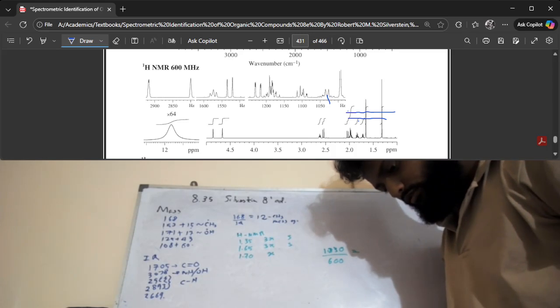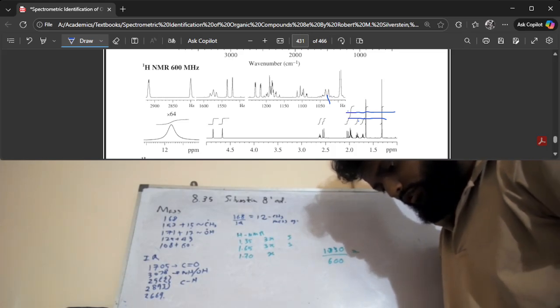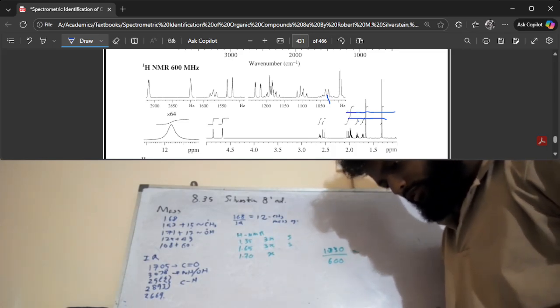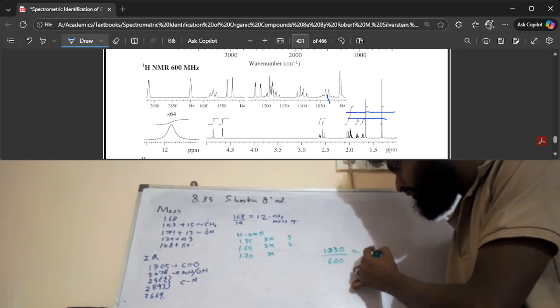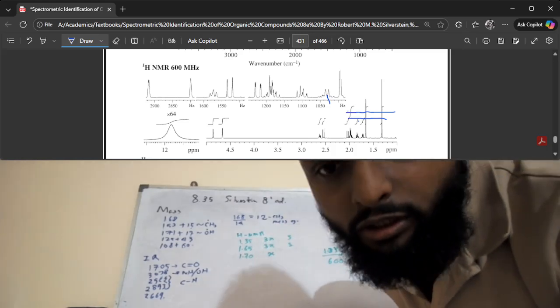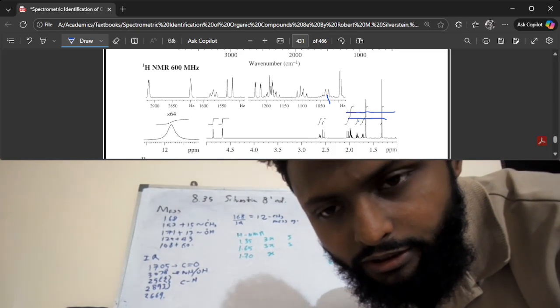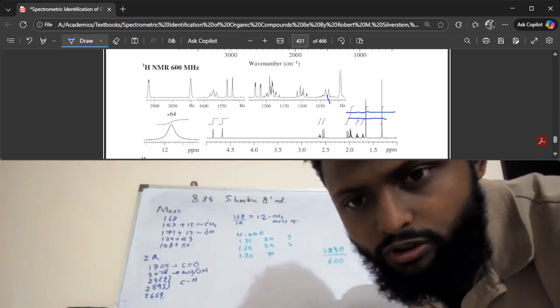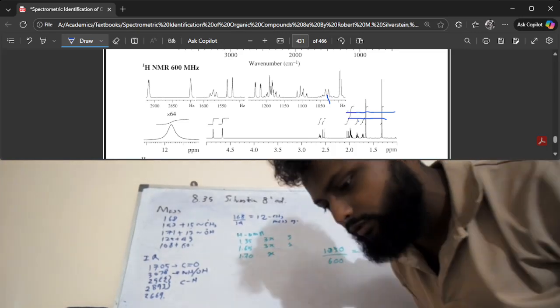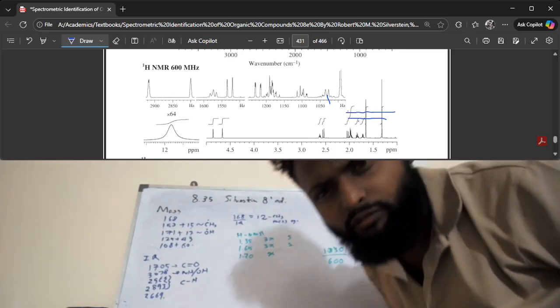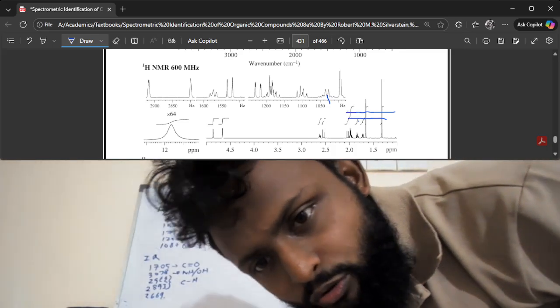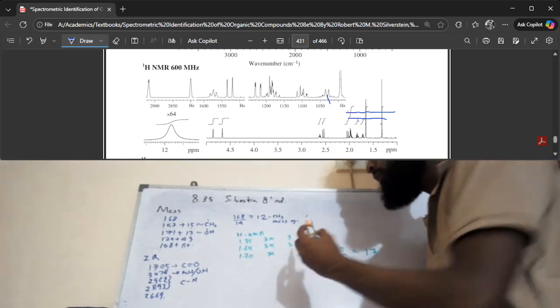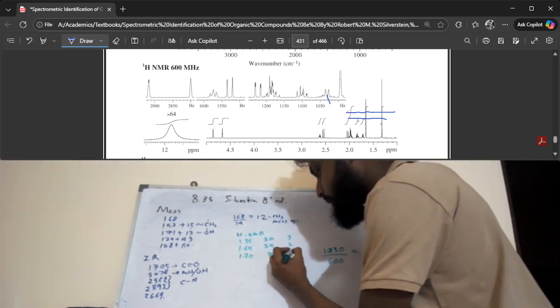1030 divided by 600 is 1.7. So this particular vertical line that I drew corresponds to the 1.7 peak. So it's a doublet. It's clearly a doublet, so we just put the doublet over there.